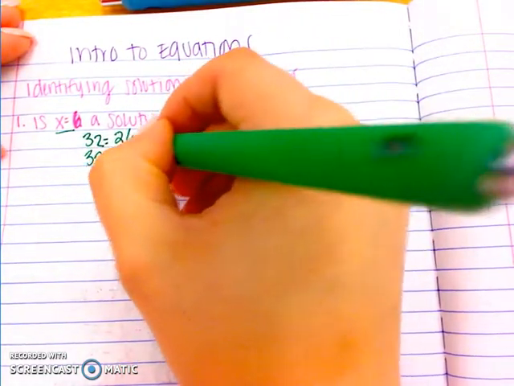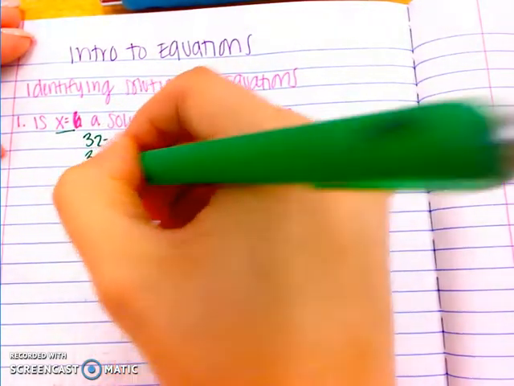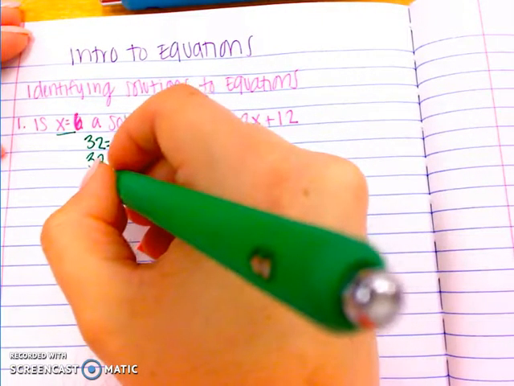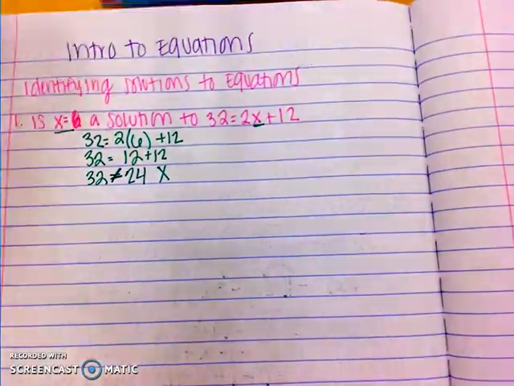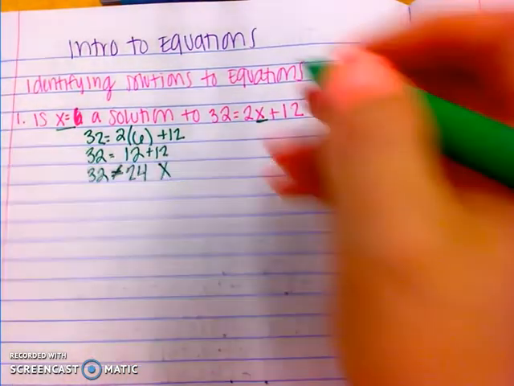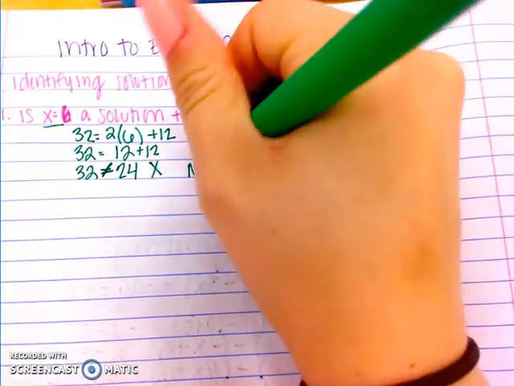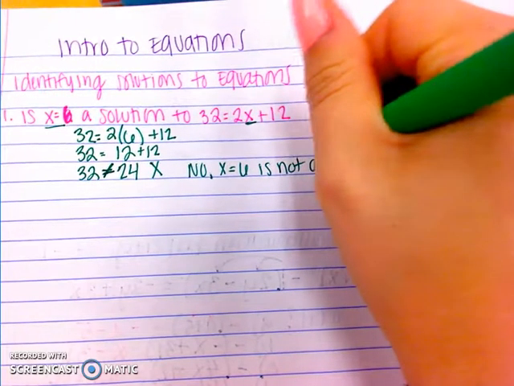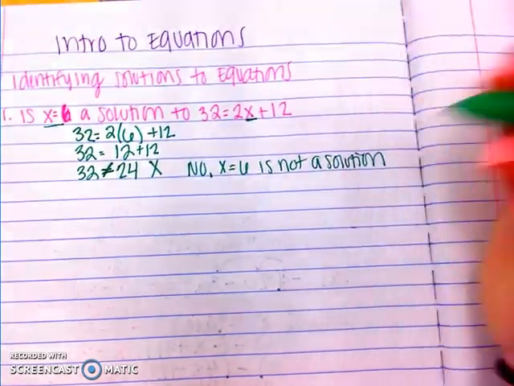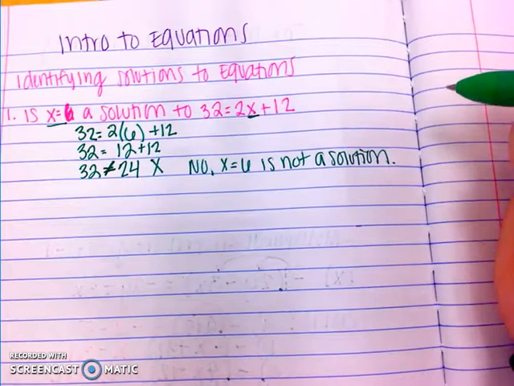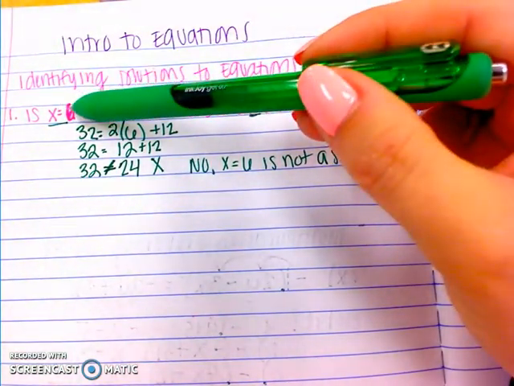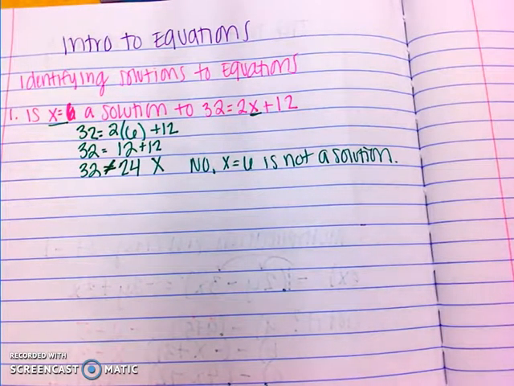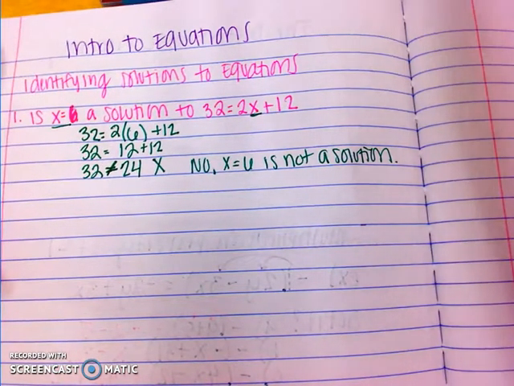12 plus 12, 32 equals 24. No, that does not equal. So no, x equals 6 is not a solution. Okay, you're just substituting in whatever the given value is for your variable to see if it works in that particular equation. All right, so let's see if you got it.